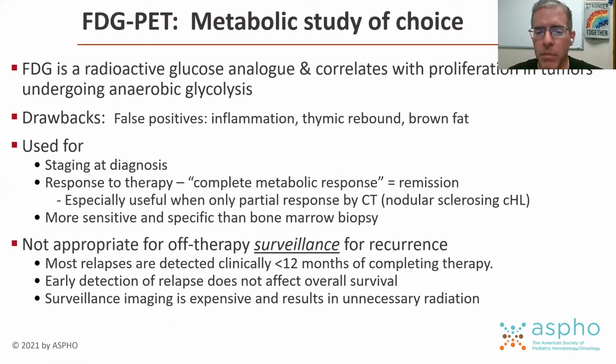Now a complete metabolic response is remission. And that's especially useful when there's only a partial response by CT. Remember, nodular sclerosing classic Hodgkin lymphoma has these thick sclerotic bands, so you can have a metabolically inactive node that is still pathologically enlarged because of this more or less scar tissue. This is more sensitive and specific than a bone marrow biopsy, which is why it's replaced bone marrow biopsies.